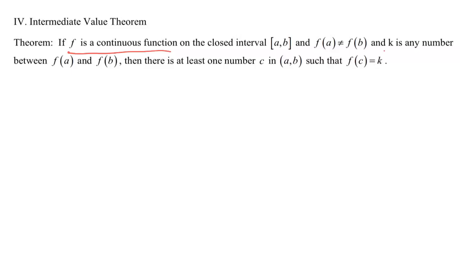And k has to be any number between f of a and f of b. And I want you to notice that f of a and f of b are both y values. And so that's very important. K, therefore, is also a y value whenever we talk about this sentence. If those two things are true, then there is at least one number c in the interval from a to b such that f of c is equal to k.